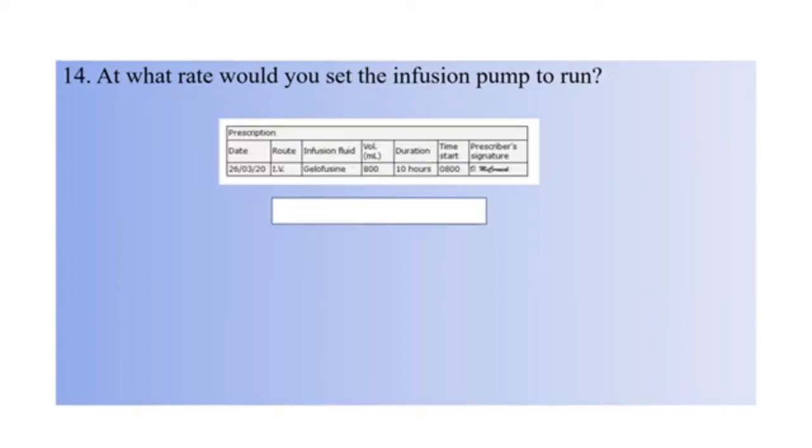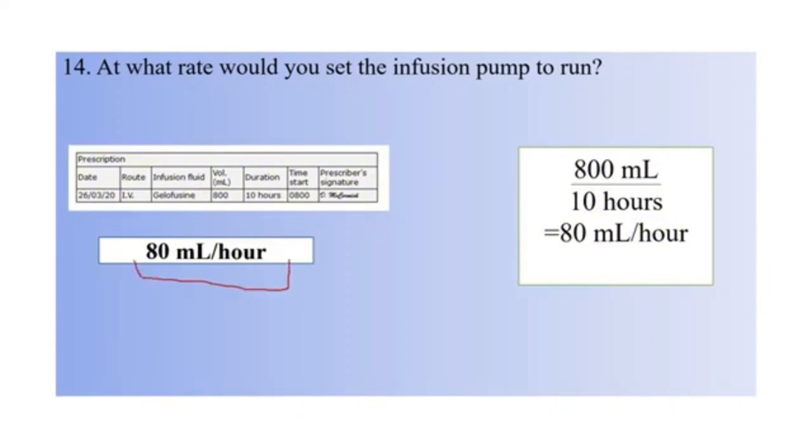The 14th question is: at what rate would you set the infusion pump to run? Again, the route is IV, the infusion fluid is Gelofusine, the volume is 800 ml, the duration is 10 hours, and the start time is 8 o'clock. So the answer is 80 ml per hour.